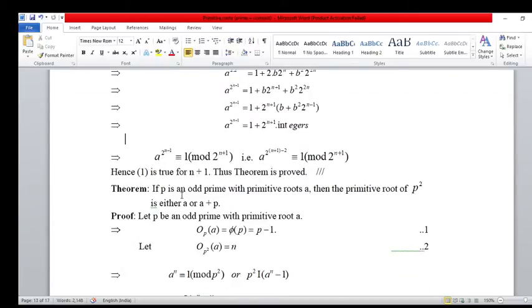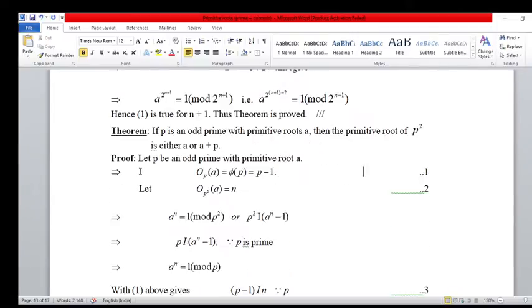Next theorem, again the theorem is given: if p is an odd prime with primitive root a, then the primitive root of p square is either a or a plus p. This theorem is most important. Again, underline this theorem. So p is prime and a is the primitive root, then prove that the primitive root of p square is a or a plus p, meaning p square has two primitive roots, that are a or a plus p.